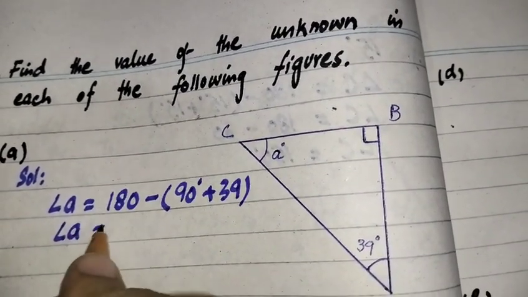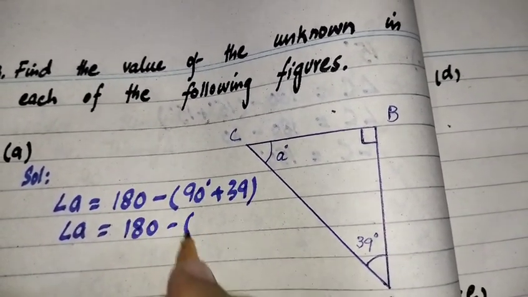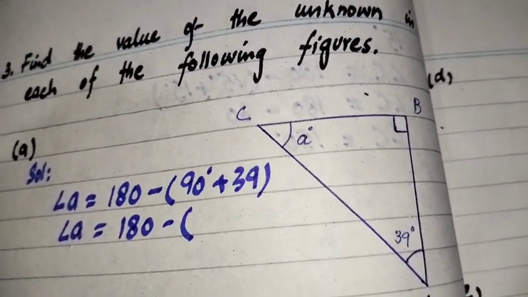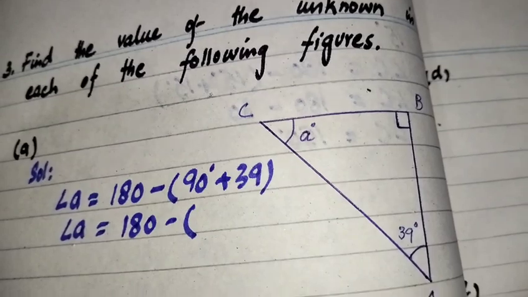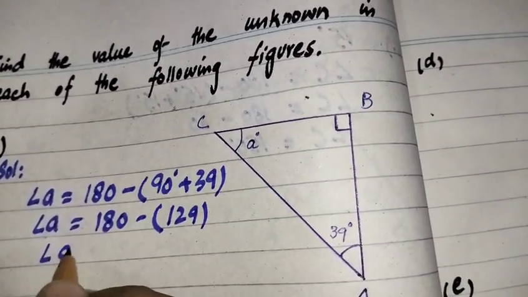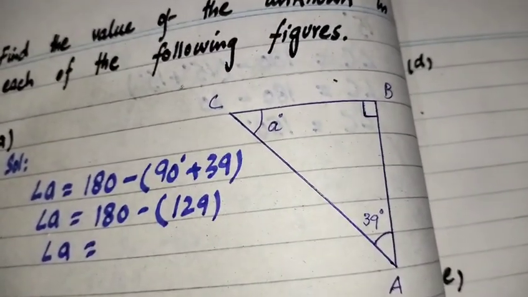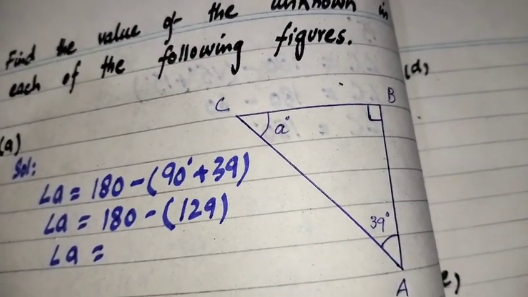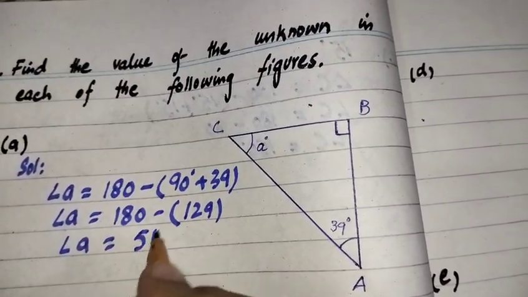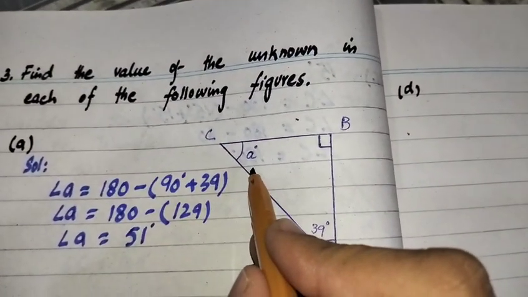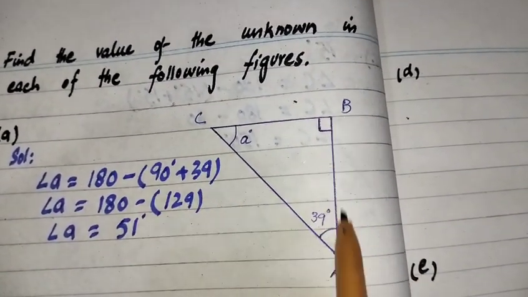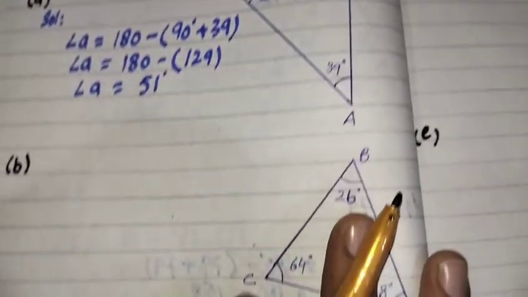So it will be 180 minus 90 plus 39. 90 plus 39 will be 129. So when we subtract 129 from 180, it will be 51 degrees. So angle A will be 51. This angle will be 51 degrees. This is 90 degrees and this is 39 degrees. So the sum of these three angles will be equal to 180 degrees.